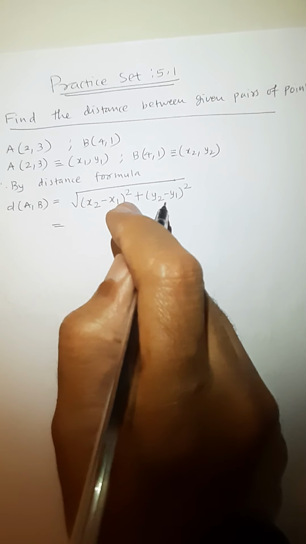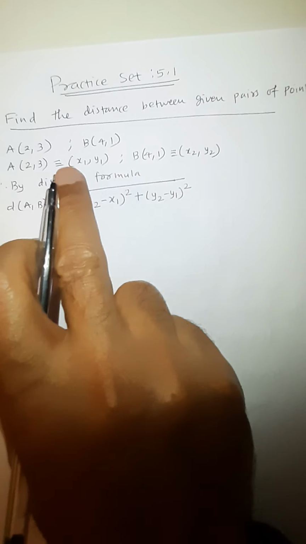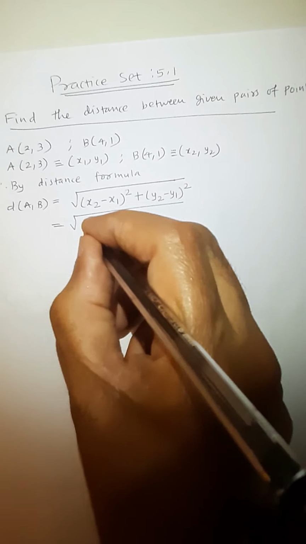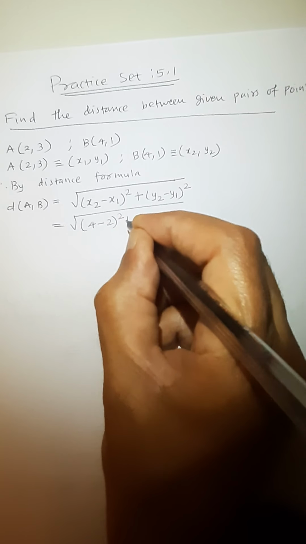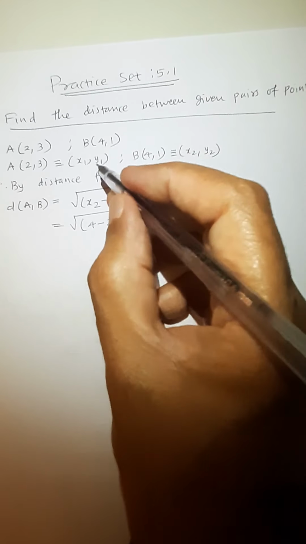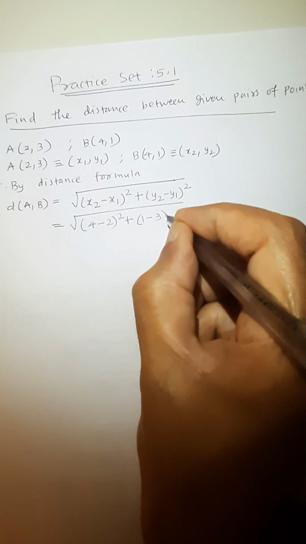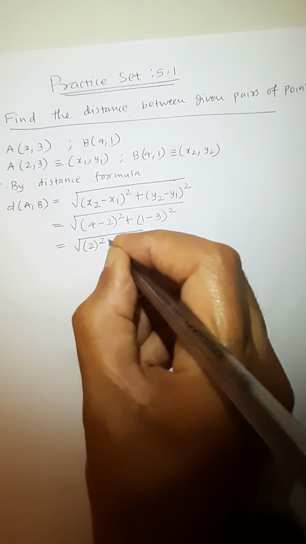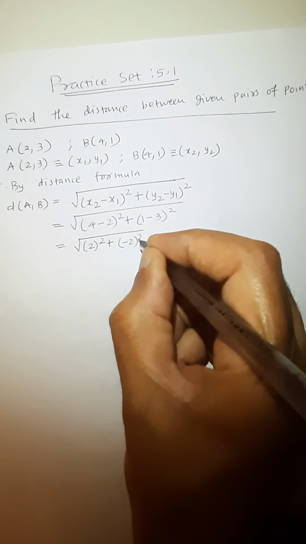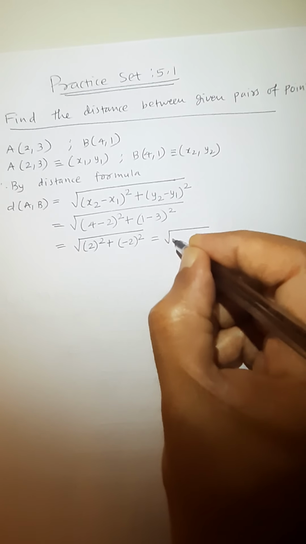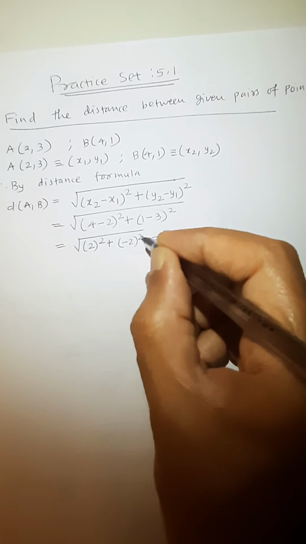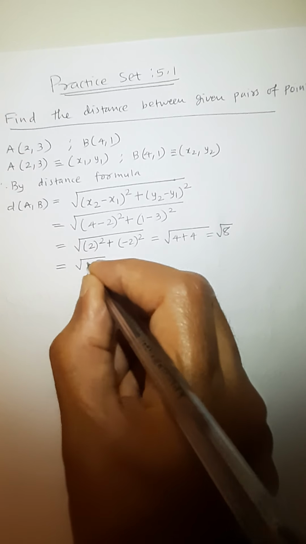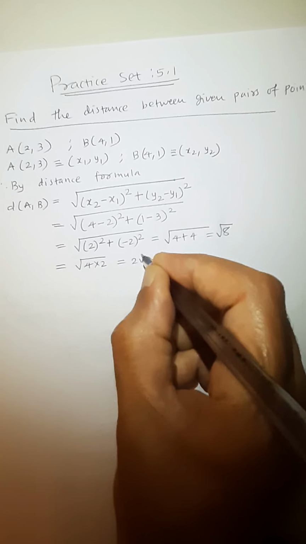Now as you know, x2 is 4 and x1 is 2. So under square root we write 4 minus 2 the whole squared plus y2 is 1 and y1 is 3, so 1 minus 3 the whole squared. So we find 4 minus 2 is 2 squared and 1 minus 3 is minus 2 squared, which is further simplified as 4 plus 4. The square of a negative number is positive, root 8. We can convert this into a mixed surd. We can split 8 as 4 times 2, so it is 2 root 2 units.